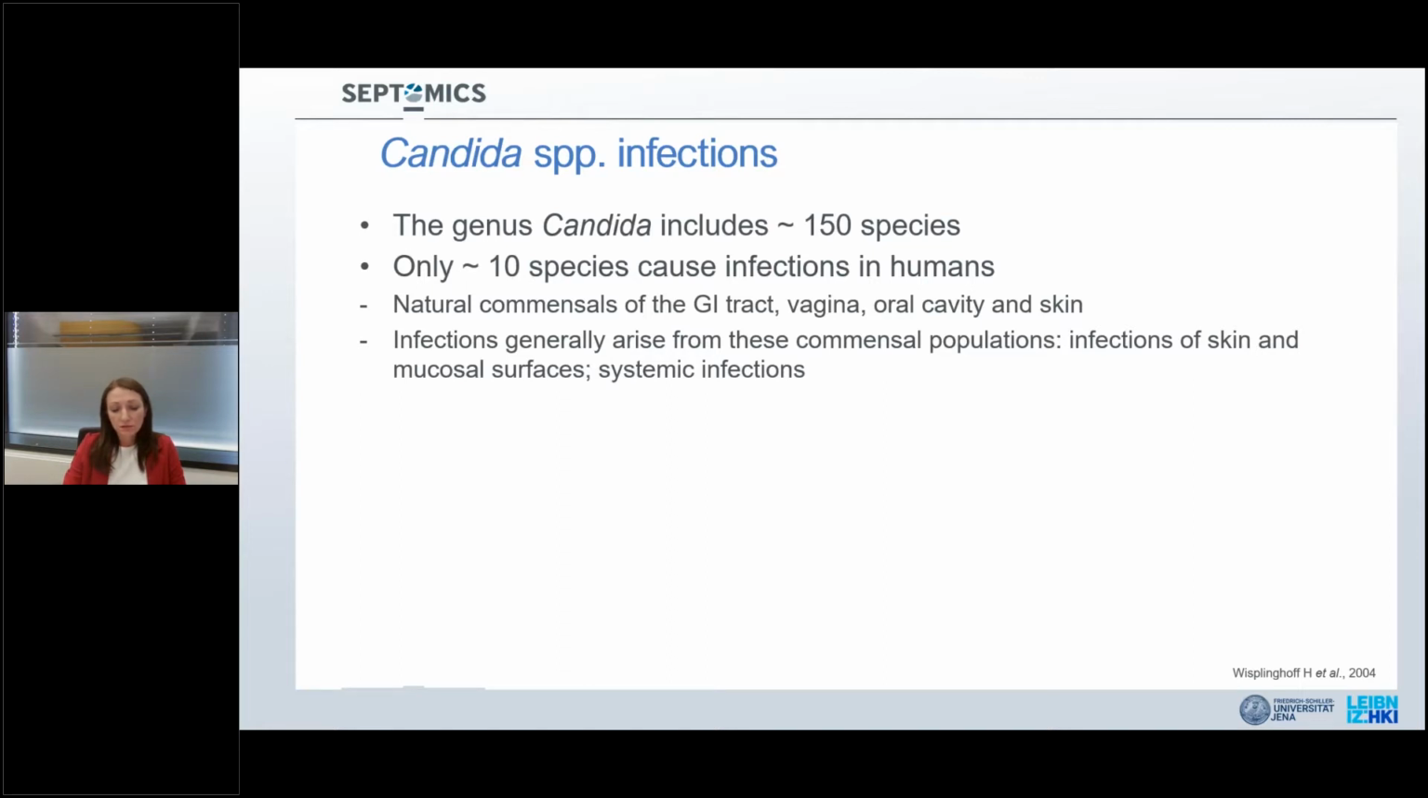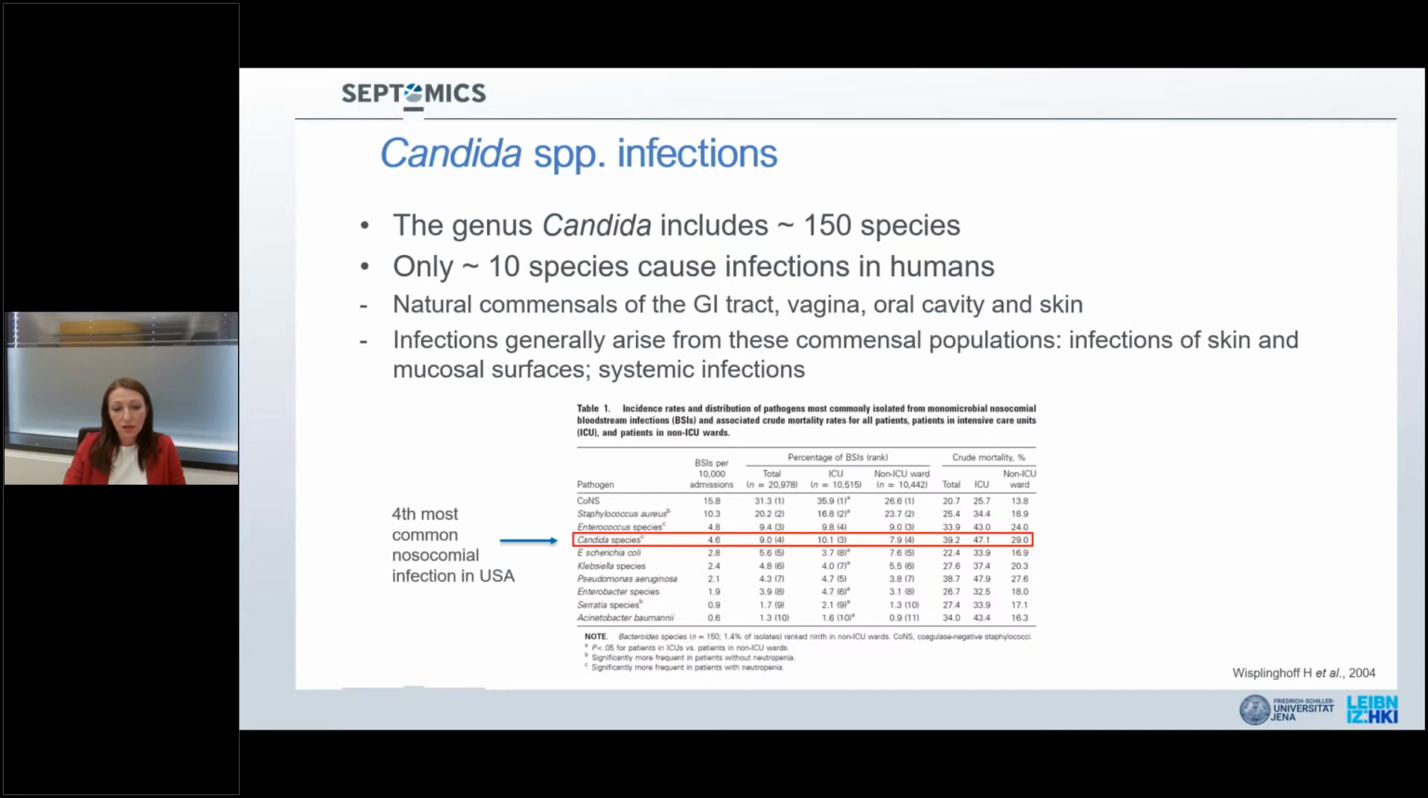These infections are pretty difficult to diagnose and to treat due to misdiagnosis or delayed diagnosis, and they can be caused also by multi-drug resistant species. And for these reasons, severe Candida infections are on the rise. They are consistently ranked among the top 5 or top 10 nosocomial bloodstream infections in developed countries. For example, here a report from the USA ranks Candida species as the 4th most common nosocomial infection in the United States.